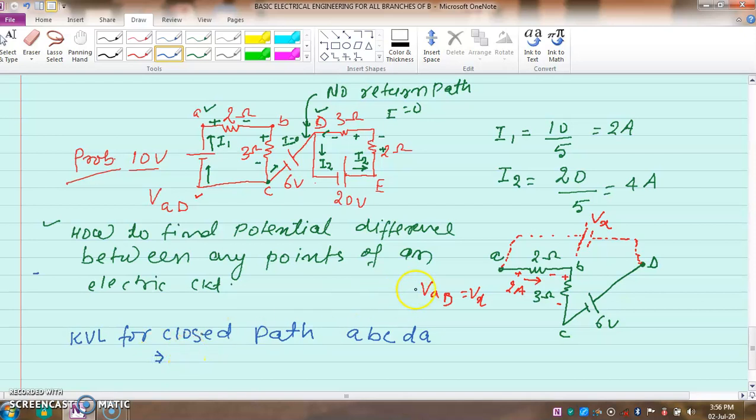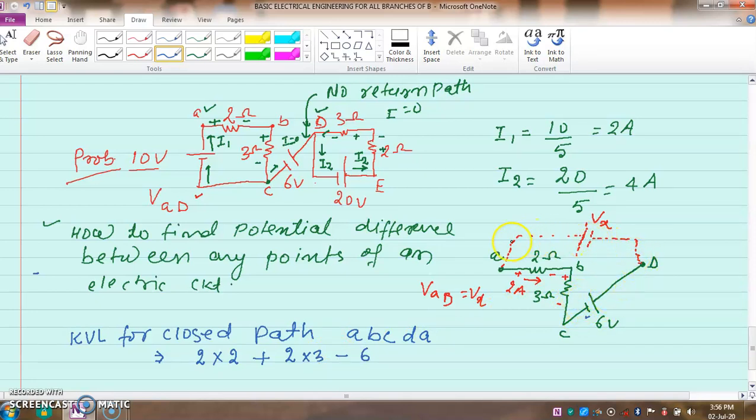From A to B, your entry point is positive. So write it positive. The voltage is current multiplied by the resistance because your entry point is positive. Now again you are going positive to negative, your entry point is positive, so write it positive, 2 multiplied by 3. Now you are coming here, C to D. Your entry point is negative, so you should write it negative 6 volt. Voltage is given, so you just write 6 volt.